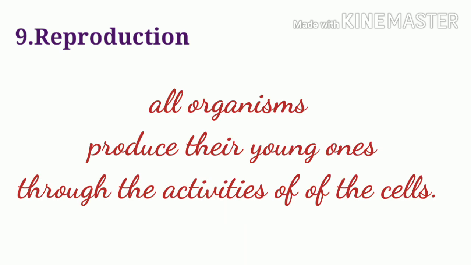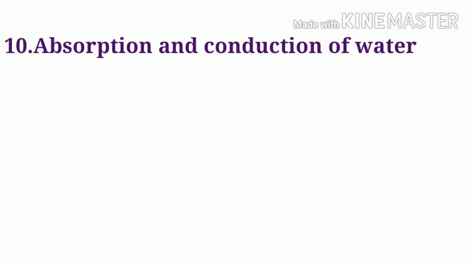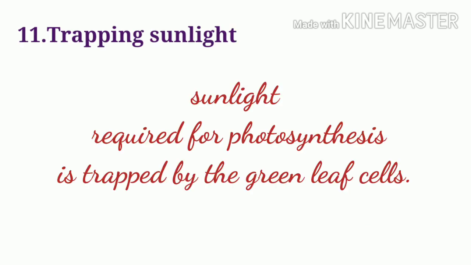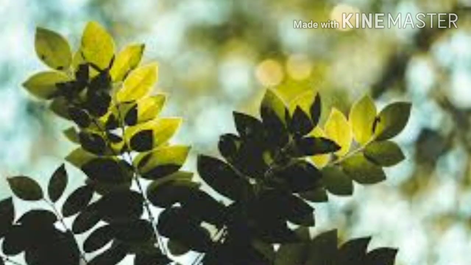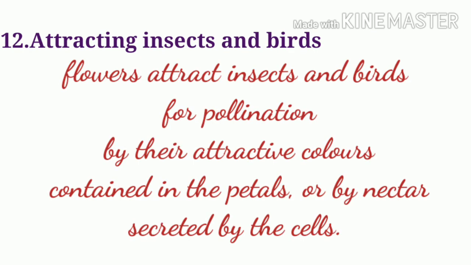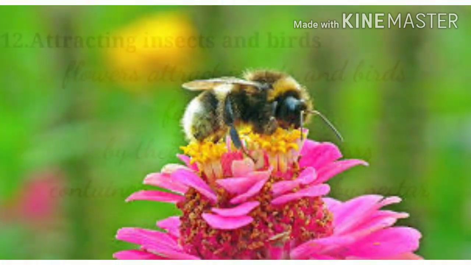All organisms produce their young ones through the activity of cells. To be specific, reproductive cells. In plants, the root cells absorb water and nutrients from the soil, and the stem cells conduct the food and water to different parts of the plant. Plants require sunlight for photosynthesis, and sunlight is trapped by the green leaf cells of the plant. Flowers attract insects and birds for pollination and fertilization by their color contained in the petal cells or by the nectar secreted by the cells.